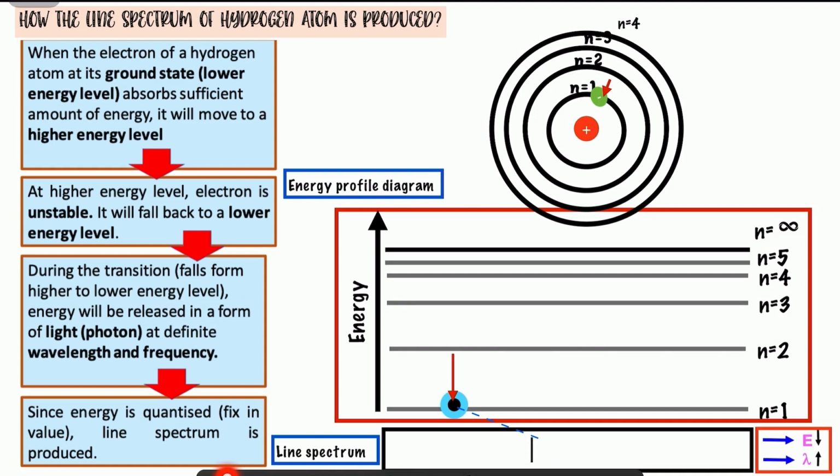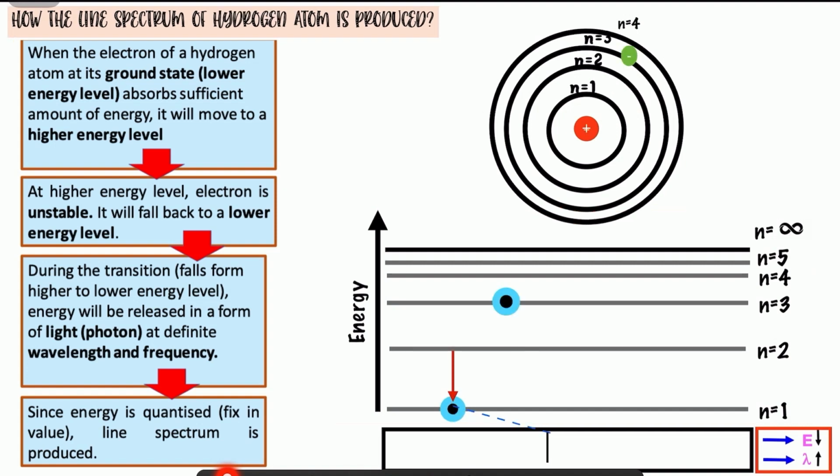This line has a specific wavelength and a certain frequency. Since energy is quantized, the line spectrum is produced. So this is how the line spectrum is produced. Let's see the next line.